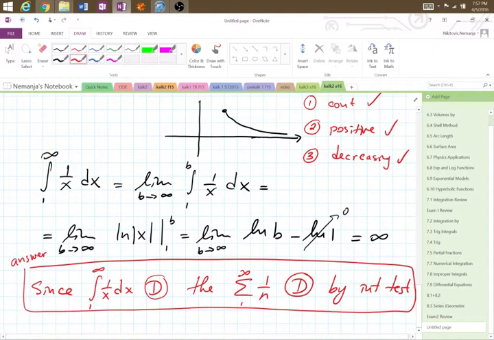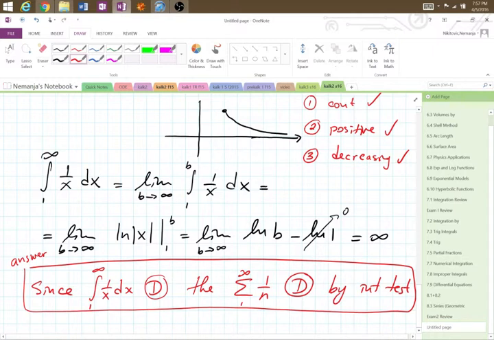So those conditions allow you to use the integral test. And then you will solve the improper integral, and then you will see the convergence or divergence of that improper integral, and then the series does the same thing.